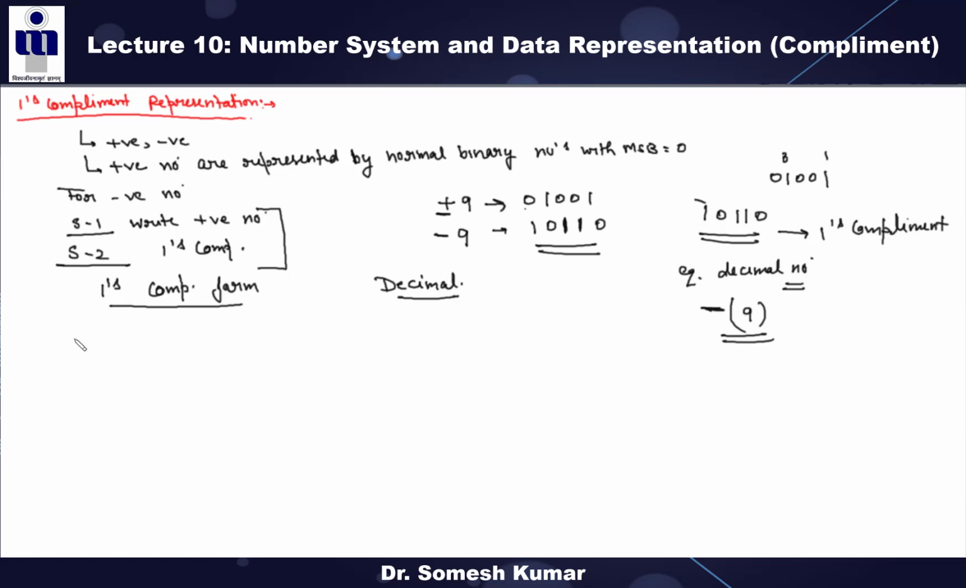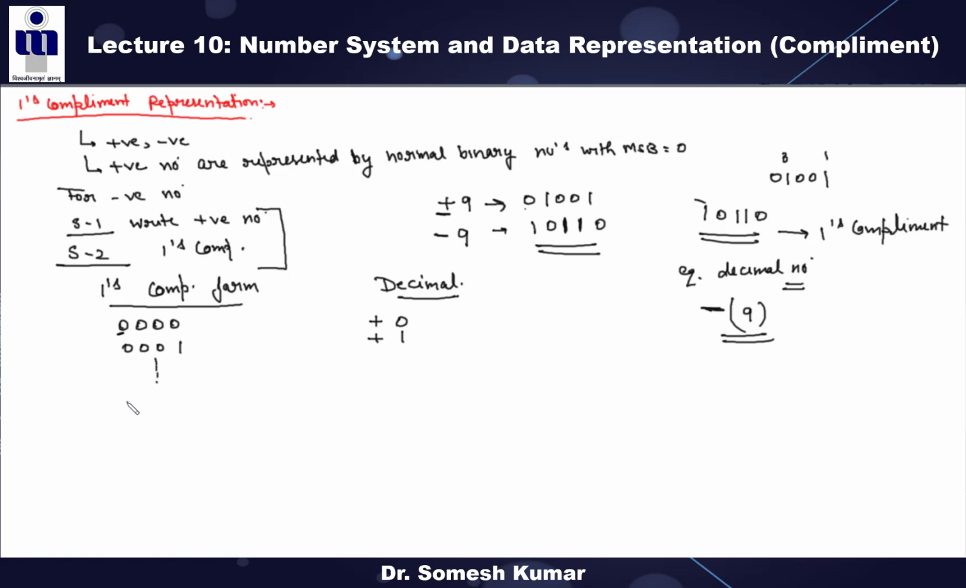So again I am taking the 4 bits. What is this number? 0, 0, 0, 0. It is basically plus 0. I already told you the MSB is 0. Then the positive numbers are represented by the normal binary numbers with MSB 0. Right? So this is your 0. Again, this is plus 1.